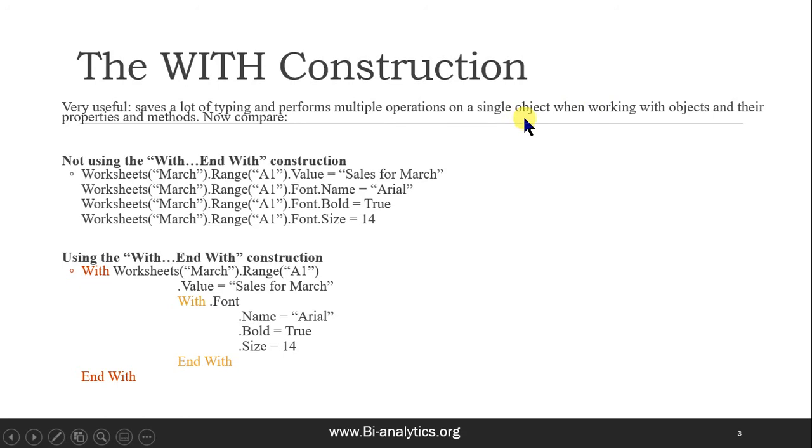So our object was range A1. It was a single object and we want to perform multiple operations when working with objects and their properties and methods. Hope you got it. It was easy. Let's read it again.